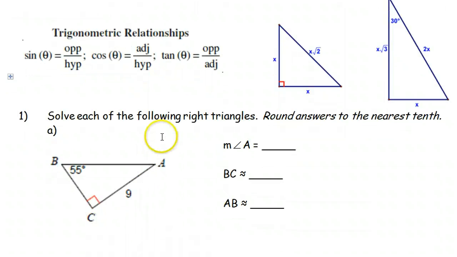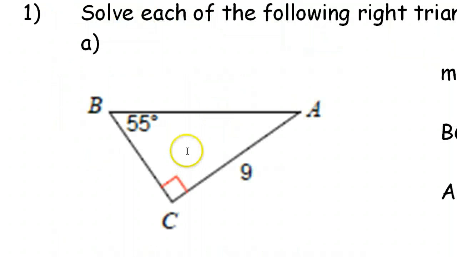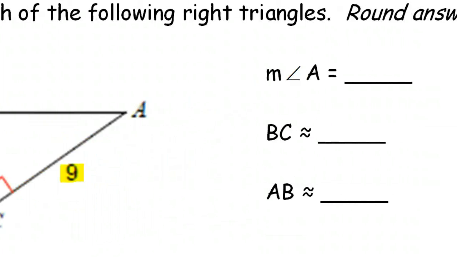So problem number 1. Solve each of the following right triangles. Round to the nearest tenth. That's 1 decimal place. Alright, other than the 90-degree angle, let's focus on the two pieces of information we're given: a 55-degree angle and this leg, length 9. Next we will look at whatever we're trying to find.